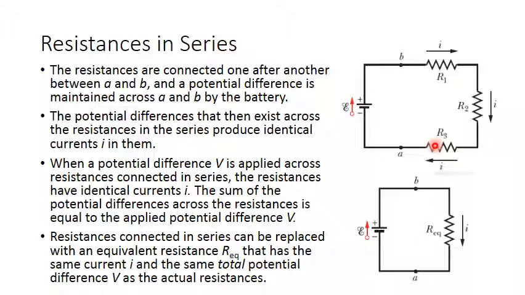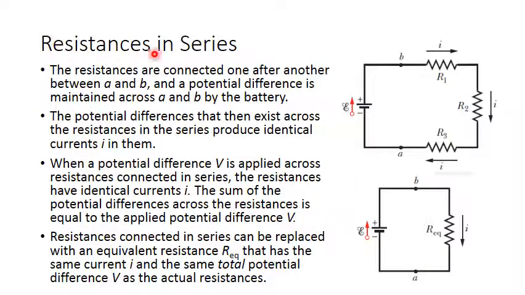The question is, if I have a circuit composed of series resistances like this, what will be the equivalent resistance of this series combination? By equivalent resistance, I mean another resistance which can replace this combination to produce the same current in the circuit in the presence of the same electromotive force. Okay, so that's what we are seeing.